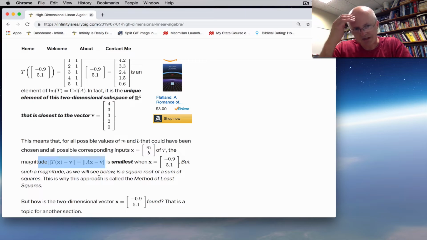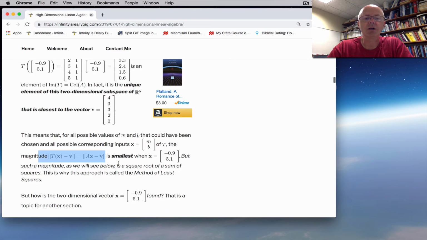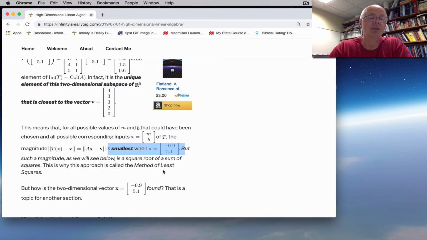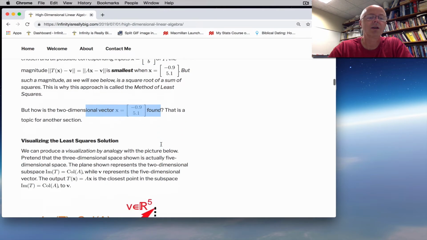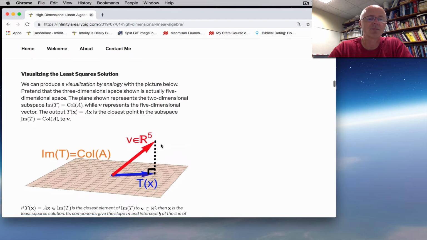I haven't really explained this before, though I think I need to go back and redo a little bit of section 1.2 and 1.6 to talk about this. The magnitude of the difference of two vectors is the same as the distance between them if you think of them as being points. And that is going to be as small as possible at the least squares solution when x is (-0.9, 5.1), so m is -0.9 and b is 5.1. Again, I don't tell you how to find that. Here's how to visualize it by analogy.